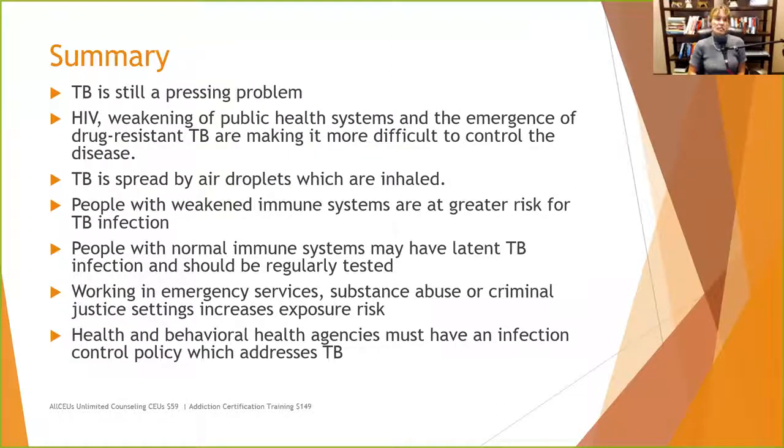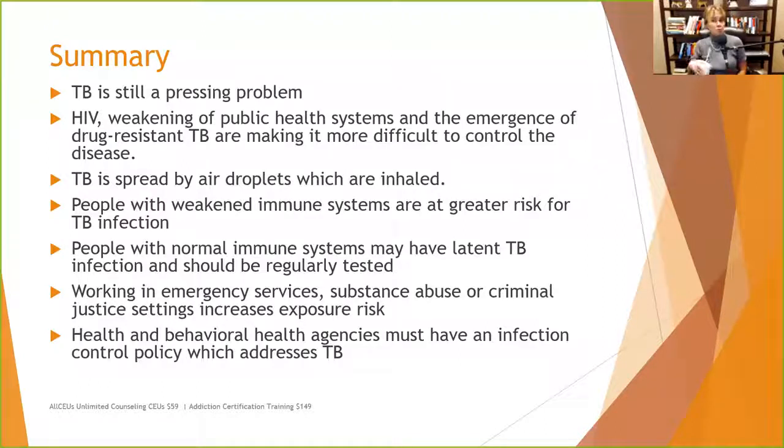TB is still a pressing problem, unfortunately. HIV, the weakening of the public health systems, and emergence of drug-resistant TB are making it more difficult to control the disease. It's spread by air droplets which are inhaled. People with weakened immune systems are at much greater risk for TB infection, and we had that whole list of different conditions that can weaken the immune system.